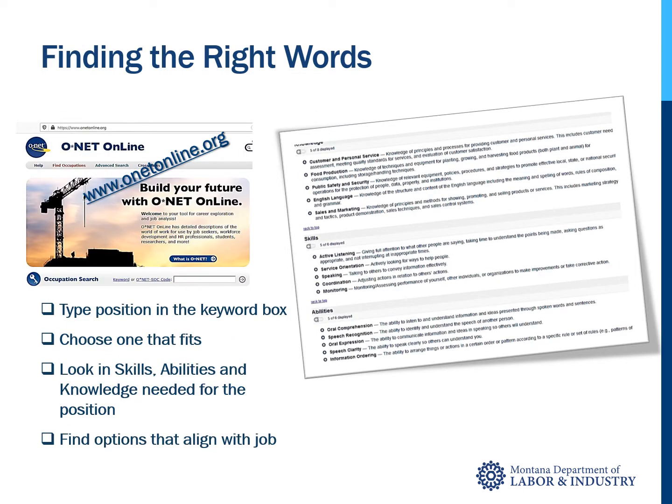O*NET Online is a wonderful resource to help you find the skills and abilities that might align well from one position to another. Start here to get those juices flowing. Consider the scenarios and how you did the job. How did you get the knowledge? How did you acquire the skills? How did you come to have those abilities that are listed?